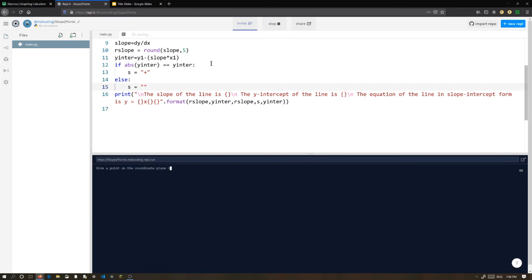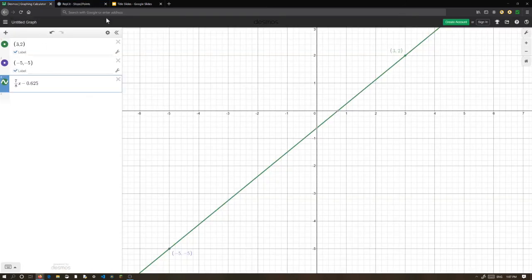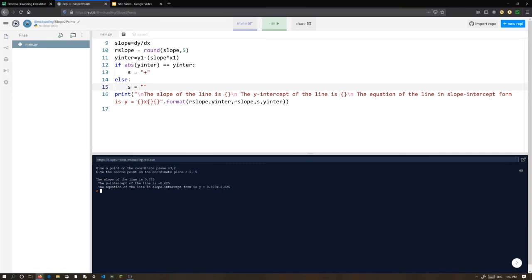So I put the 3, comma 2, and -5, comma -5. The slope of the line is 0.875, which is 7/8. The y-intercept of the line is -0.625, which again was the thing that I had here. And the equation of a line in slope-intercept form is y equals 0.875x minus 0.625.